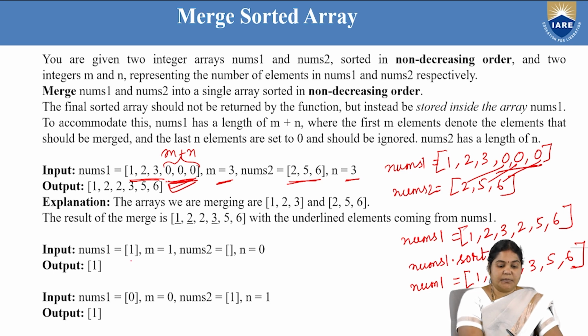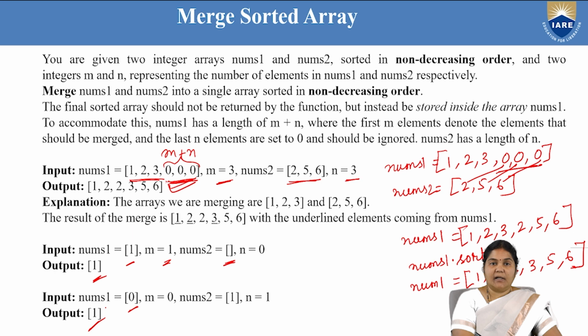Okay. Second example, nums1 contains 1, length is 1. Nums2 contains no elements. So, after merging, it will contain 1 only. Third test case, nums1 contains 0, no elements. Nums2 contains 1. So, after merging, nums1 will contain 1. So, there are 3 test cases like this.